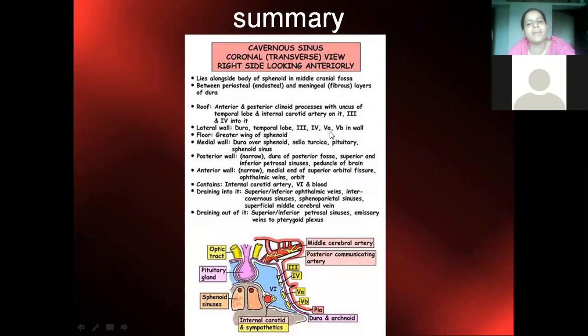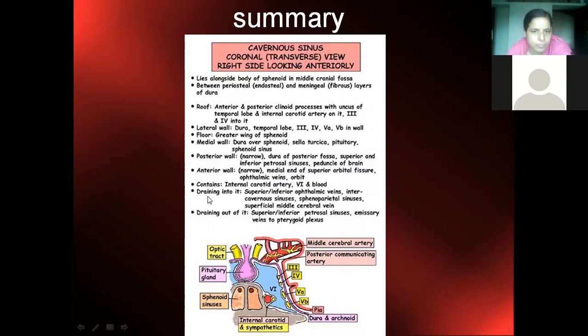Third, fourth, 5A and 5B cranial nerves. The floor is formed by the greater wing of the sphenoid bone. The medial wall is the sphenoid bone, the sella turcica, where we have the pituitary gland, and the sphenoidal air sinus. The posterior wall is formed by the dura of the posterior fossa, and the superior and inferior petrosal sinuses. For the anterior wall, the superior orbital fissure is enough. Here we have the ophthalmic veins, and the orbit it is leading into.